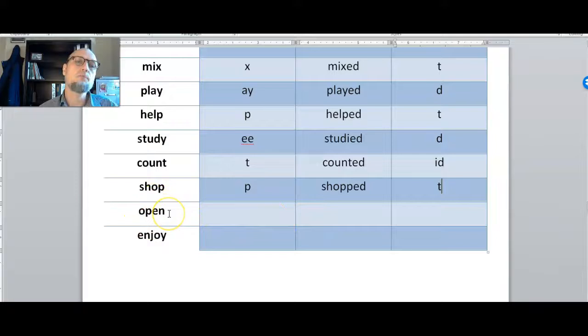Another verb, open. The sound is n. N is voiced. Voiced goes with d. So the verb would be opened. Last one, enjoy. The sound is oi. Oi is voiced. So voiced goes with d. Or d, sorry. The sound is d, so we would say enjoyed.